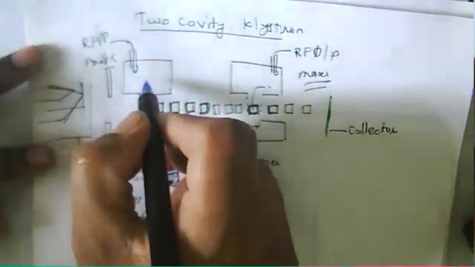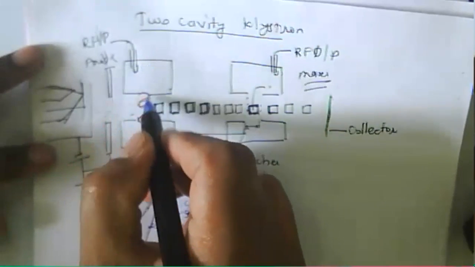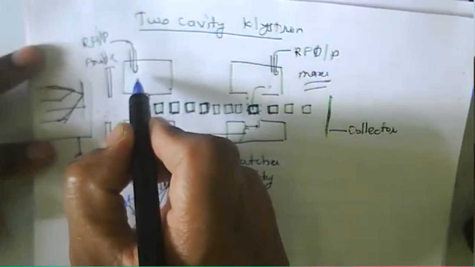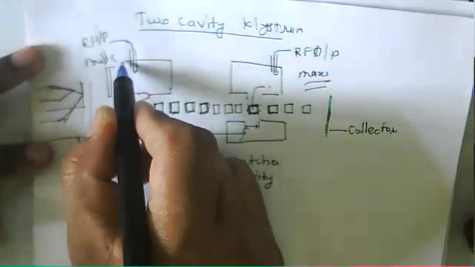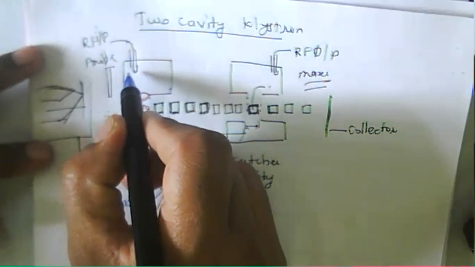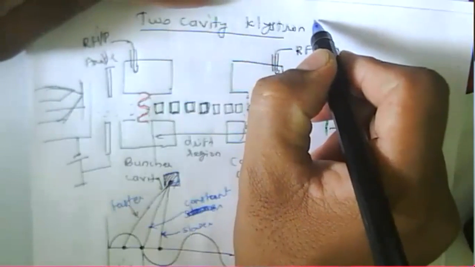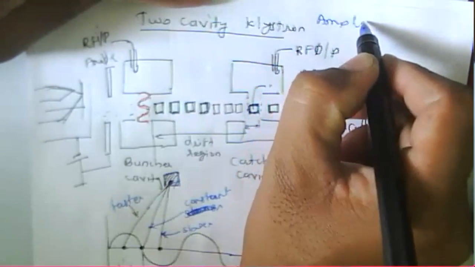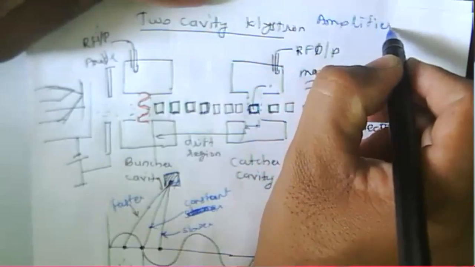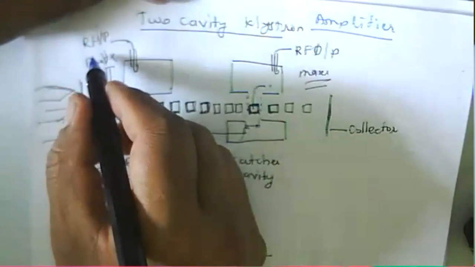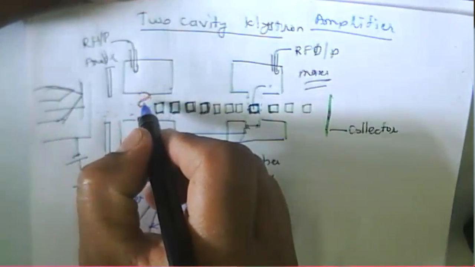So now when it reaches the cavity, this one is the first cavity. This one is a two cavity klystron. So in the first cavity, we are providing the RF input. Why are we providing the RF input? This two cavity klystron is used as an amplifier. So now we are providing the RF input to the cavity.